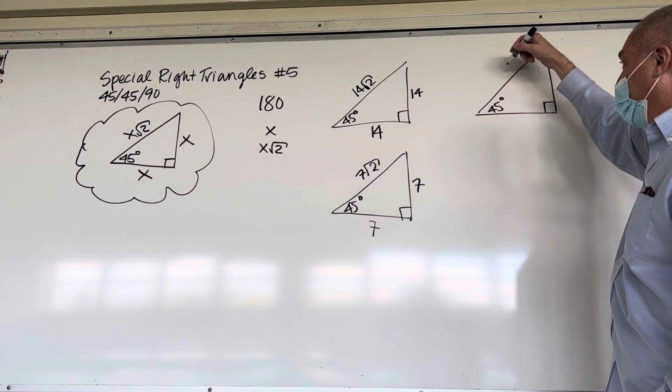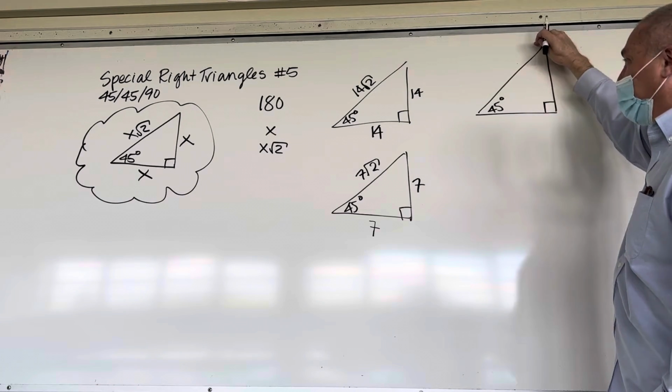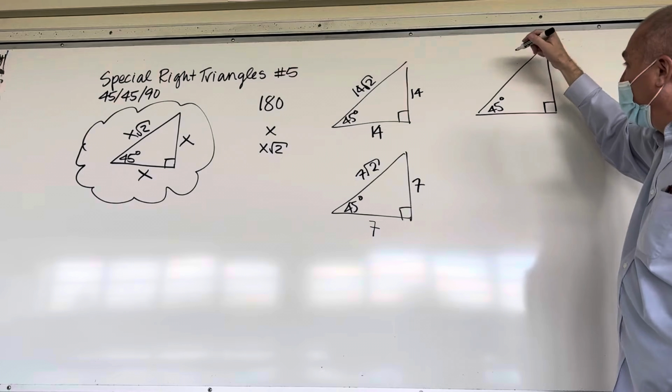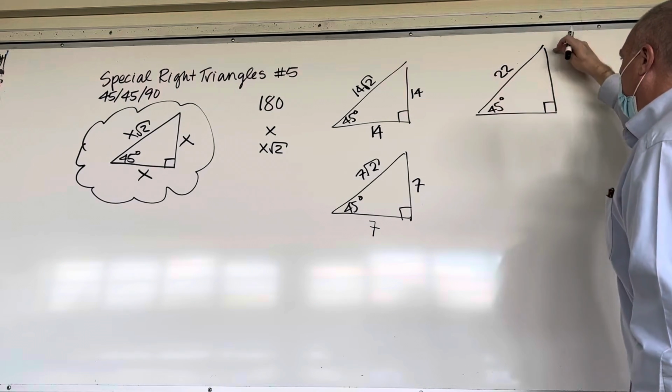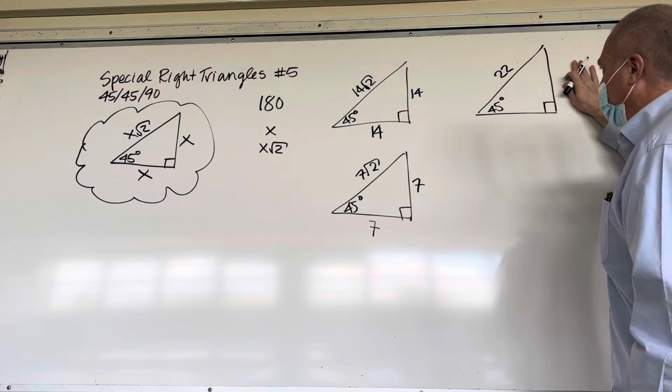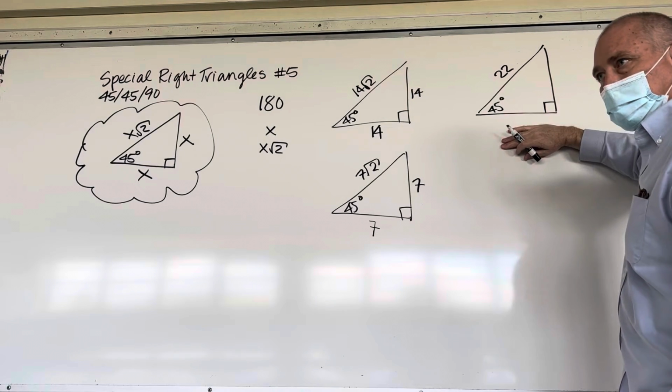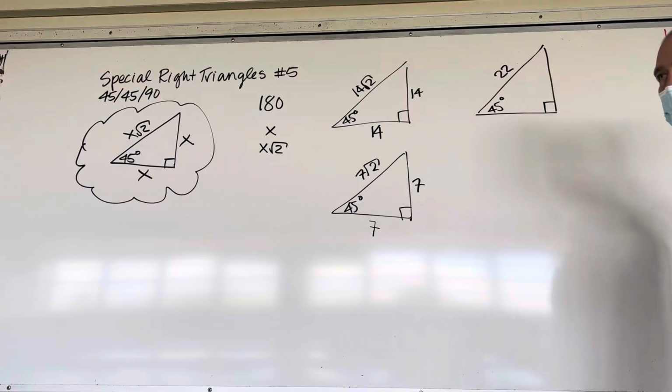Let's start with an even number. Give me an even number for the length of the hypotenuse. 22. If the hypotenuse is 22, how long is this side? And once we know this side, we'll know that side. Fair enough? How do you figure that out?